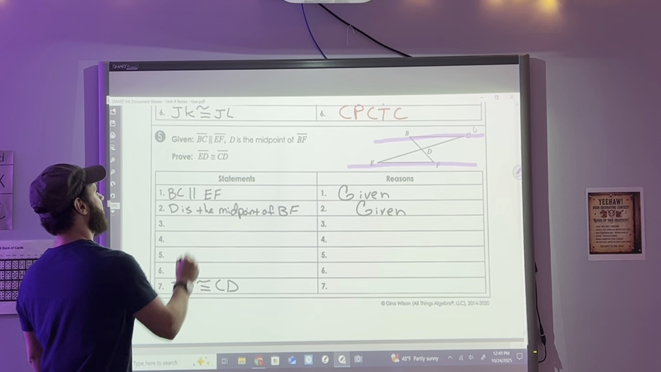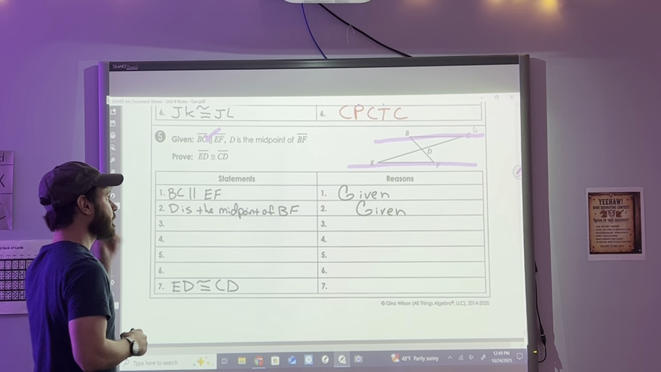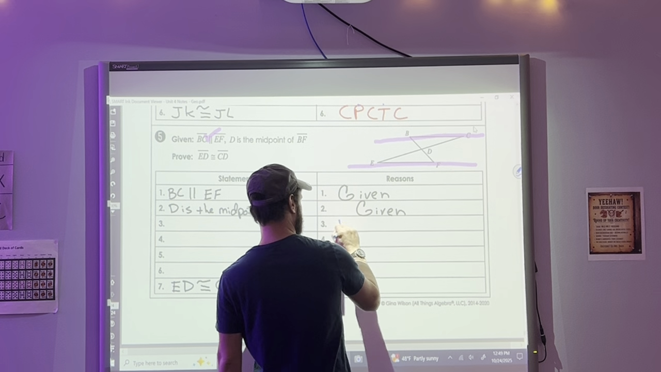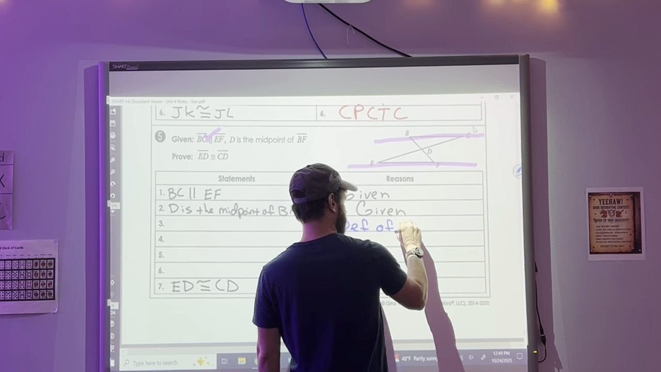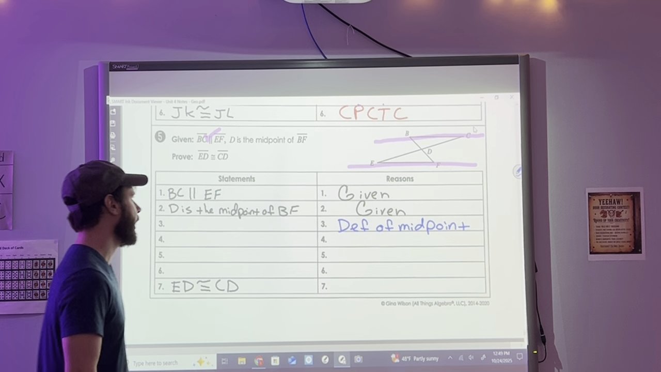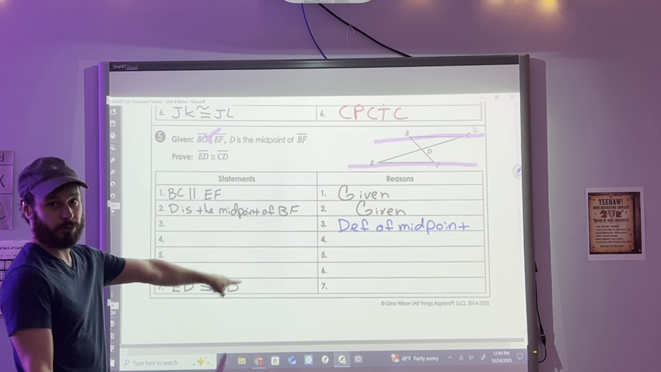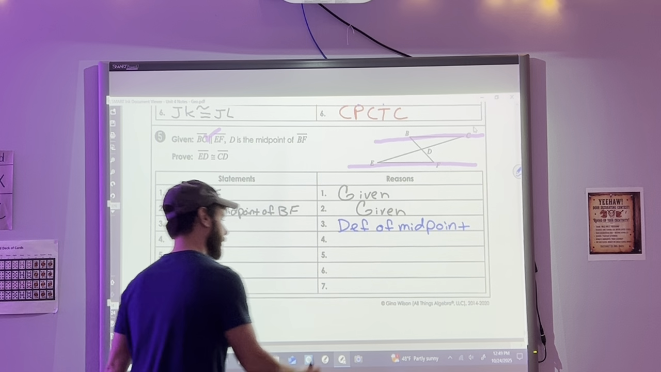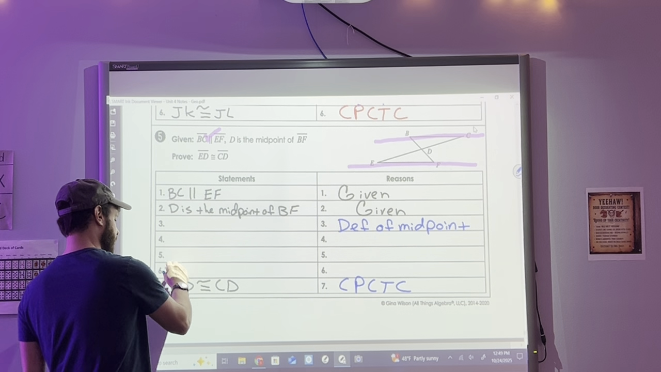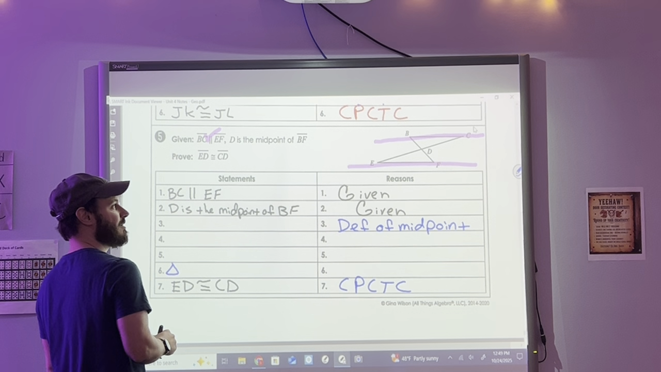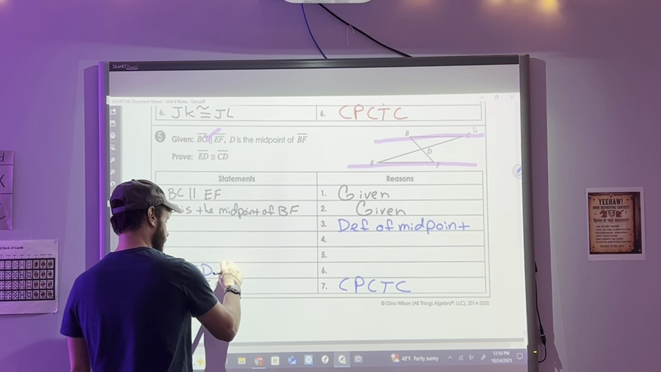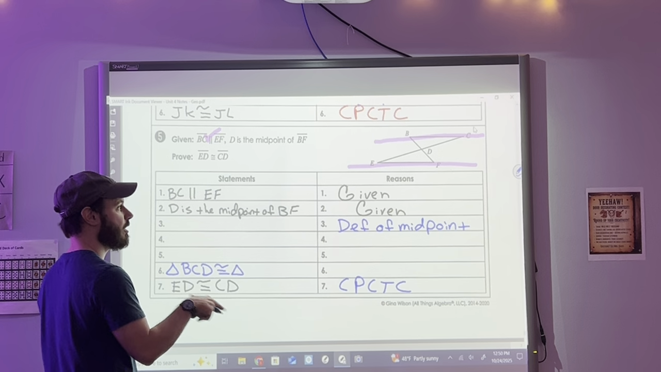Okay, I've got this taken care of. D is the midpoint of some stuff, so I'm gonna have the definition of midpoint. That one's not optional, you gotta have that one. I'm trying to prove a side is congruent to a side, so I'm gonna use congruent parts of congruent triangles are congruent. Before I can say that, I need to say that the triangles themselves are congruent. So I'm gonna say that triangle BCD is congruent to triangle EFD.